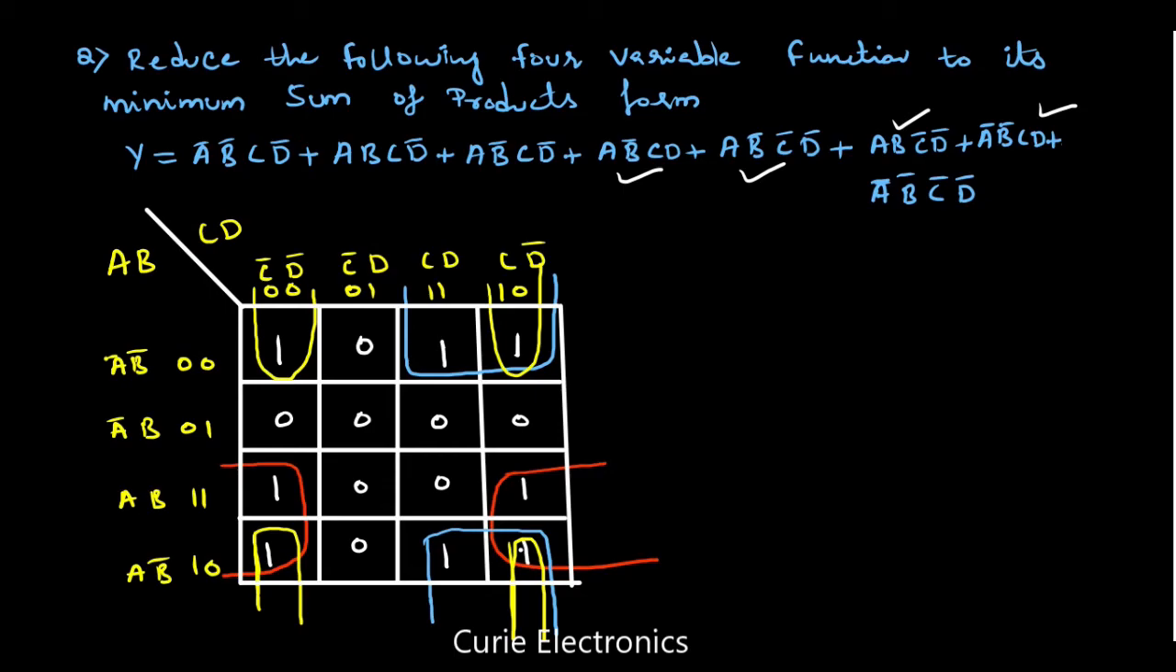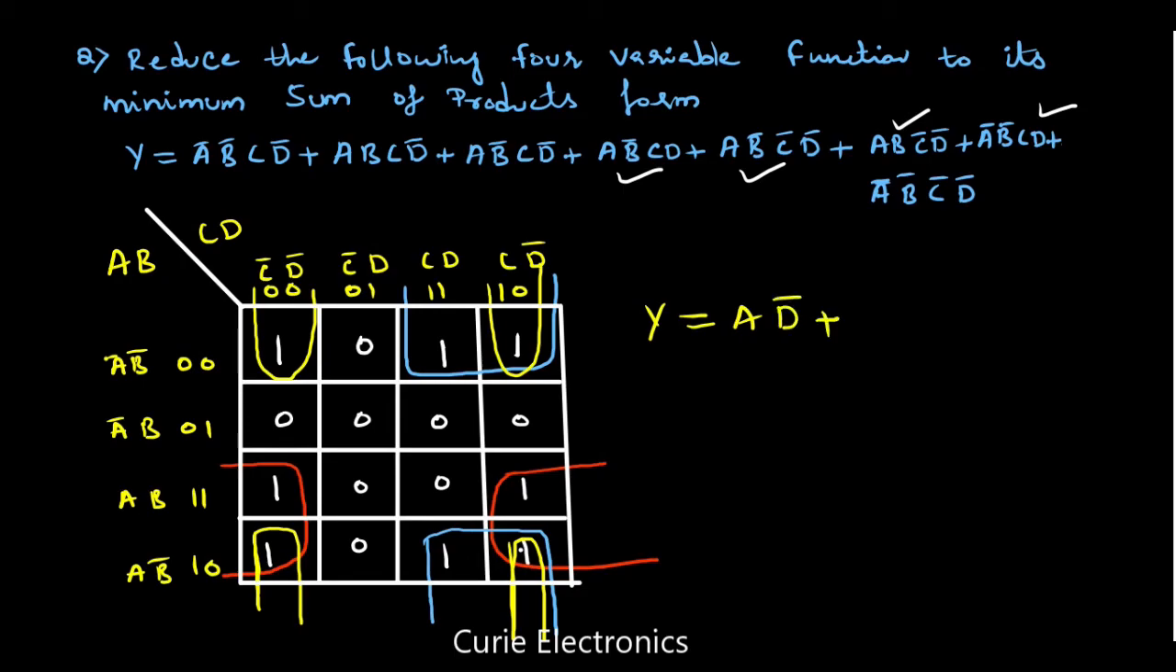So let me write the expression. First we will take the red color group. If you take the red color group, two rows, that is AB and AB bar. So definitely B will cancel, A will be left. And what about the column wise? Which are the columns involved? C bar D bar, C D bar. So C will cancel, D bar will be left out.